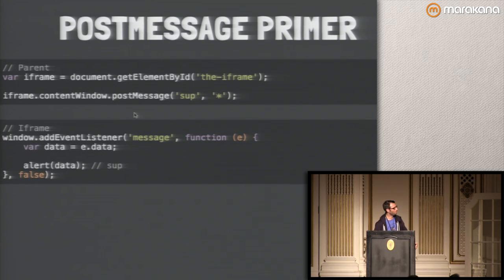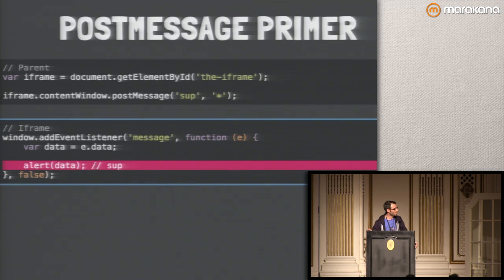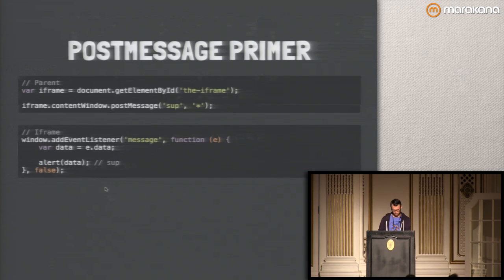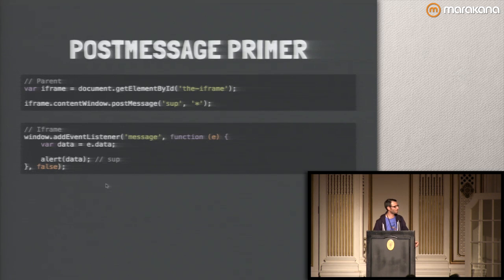Now we're inside of the iFrame. I've got to listen for these messages. The way that you listen for messages is you add an event listener to window, and you listen for the message event. When any message gets sent to the window, this handler is going to fire. You can look at the message and react to it. In this case, I'm just going to alert the string message that I got from the other window, and that's it. So this is just the quickest postMessage primer. Just remember that a little bit. We're going to come back to it.